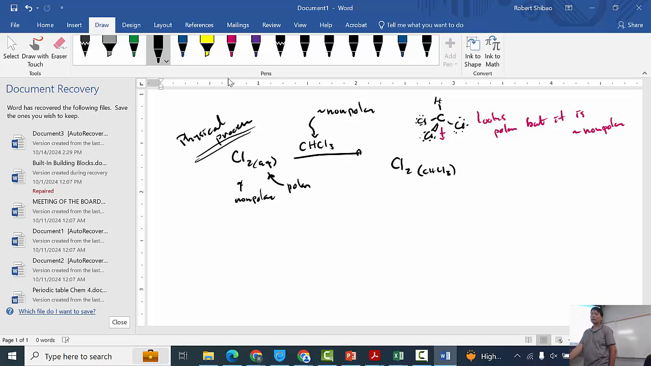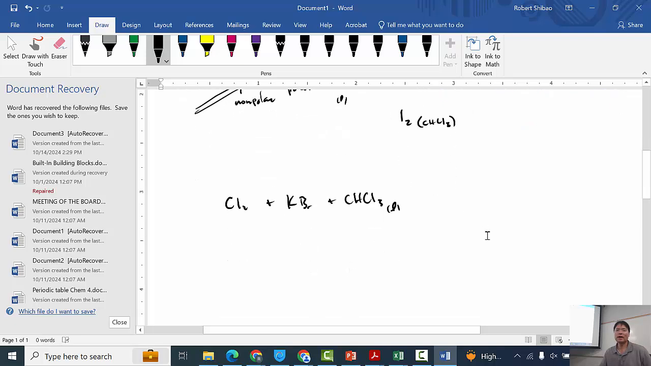Okay, so that brings up, what do you do in the reactions when you mix it? So for example, if we took chlorine plus potassium bromide plus chloroform. Chloroform is a liquid, so we'll write liquid there, whereas these two are aqueous. What happens? When we have a reaction like this, it's a two-step process.